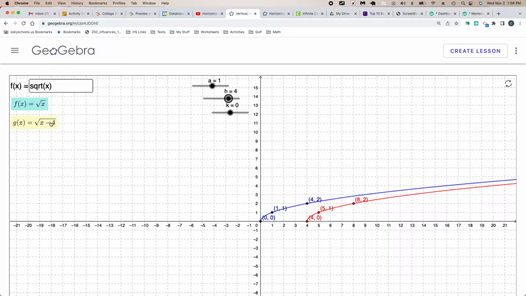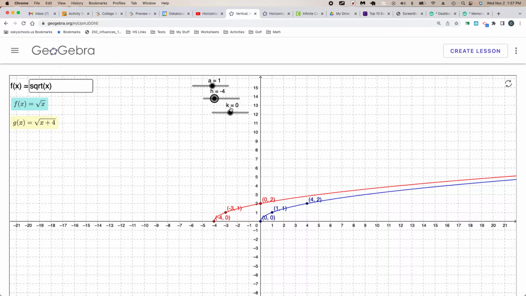Basically, you can look at that sign and do the exact opposite of it because of the original equation. If I move it to the left, then I'm going to have a positive 4 in the equation, but h is really negative 4, which means I have a shift 4 units to the left.